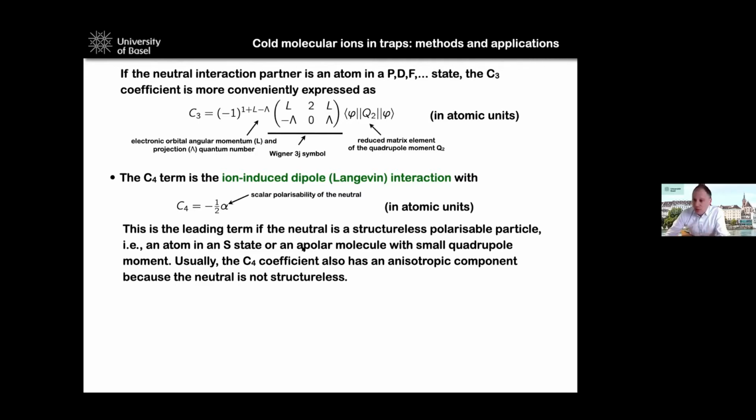Or it could also be an apolar molecule with a very small quadrupole moment, which can be neglected for practical purposes. And this C4 term is then given as 1/2 times alpha, and alpha is the scalar polarizability of the neutral. This is also often called the Langevin interaction, and this will play an important role again later on. I should also add that usually the C4 term also contains an anisotropic component, because nothing is really perfectly structureless. But this is certainly the leading term, and this is the one that we will be considering henceforth.